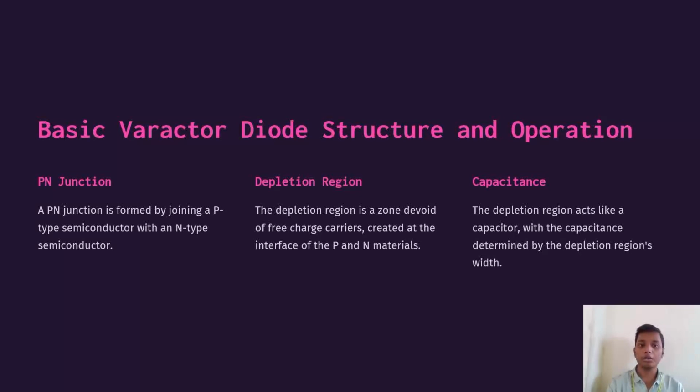Basic varactor diode structure and operation. PN junction diode. A PN junction is formed by joining a P-type semiconductor with an N-type semiconductor. Depletion region. The depletion region is a zone devoid of free charge carriers created at the interface of the P and N materials. Capacitance. The depletion region acts like a capacitor with the capacitance determined by the depletion region width.